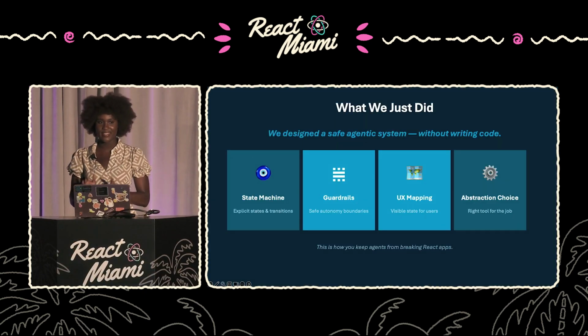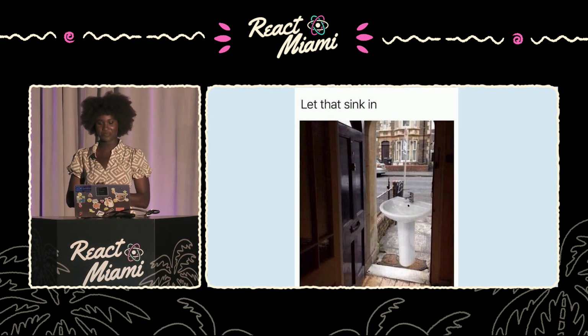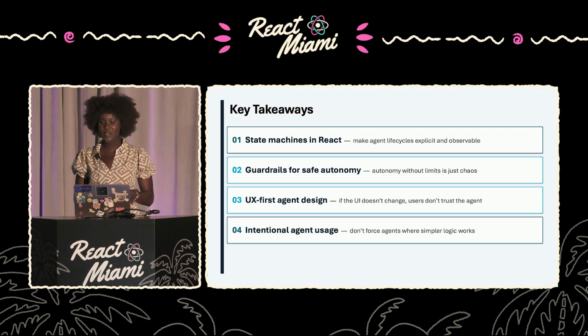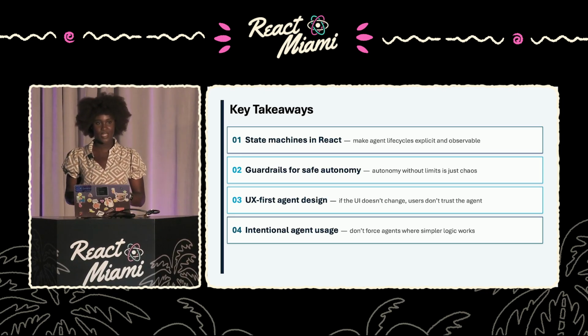So we just designed a safe, observable, agentic system, and we didn't even write a single line of code. Let that sink in. In summary, state machines make agent lifecycles explicit. Guardrails turn autonomy into something you can actually ship. UX-first design is what builds user trust. And be honest about when you actually need an agent. If you remember one thing from today, agentic AI doesn't break React. Unstructured autonomy does. Everything else is just applying these ideas consistently.